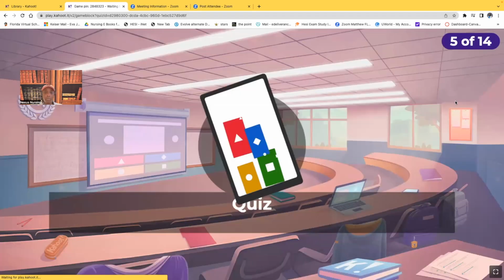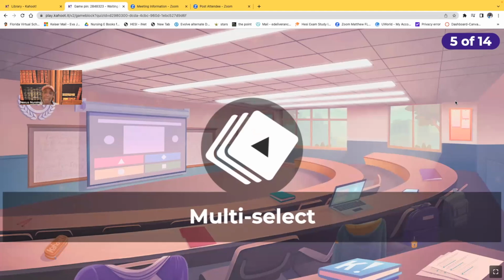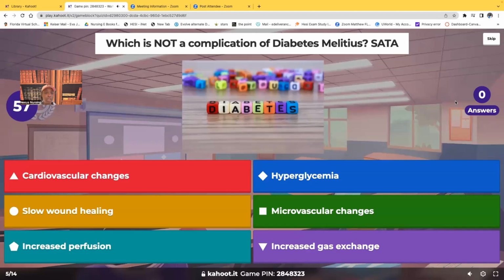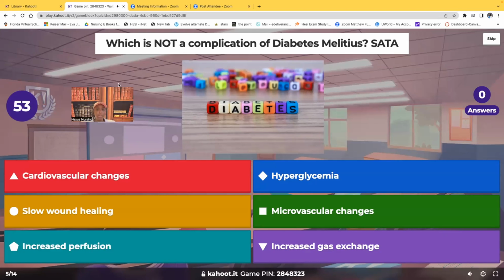Select all that apply. Which is not a complication of diabetes mellitus? Here are your choices: cardiovascular changes, hyperglycemia, slow wound healing, microvascular changes, increased perfusion, increased gas exchange. Which is not a complication of diabetes mellitus?